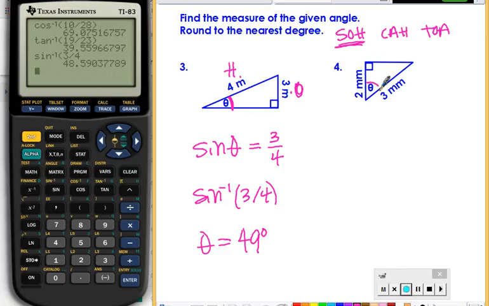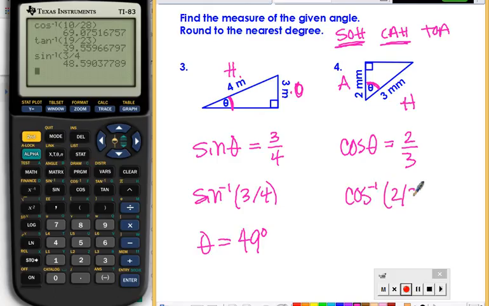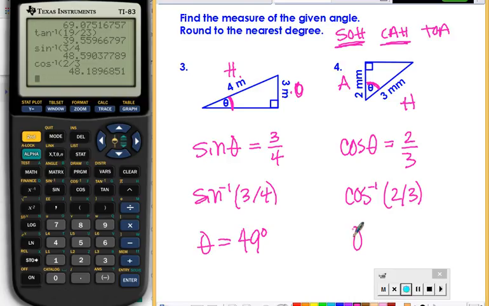Last one over here. Here's theta. 3 is the hypotenuse. And 2 is right here next to theta, so that's the adjacent leg. So if we have adjacent and hypotenuse, that'll be cosine. The cosine of some angle theta is equal to adjacent over hypotenuse, 2 over 3. We try to find the angle, so we do inverse cosine of 2/3. So second cosine, 2 divided by 3. And we get 48.18. That's closest to 48 degrees, and that's our answer.